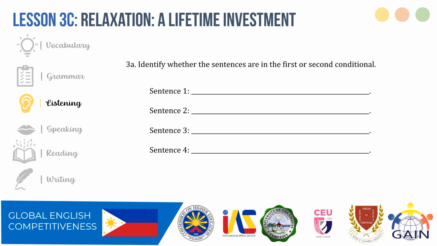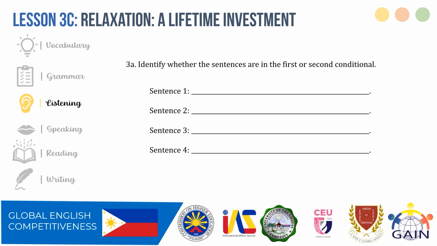Sentence 2. If I had practiced more, I would have performed better during the piano recital. Again, if I had practiced more, I would have performed better during the piano recital. Sentence 3. If we didn't take preventive measures, the garden would have been overrun by pests. Again, if we didn't take preventive measures, the garden would have been overrun by pests.